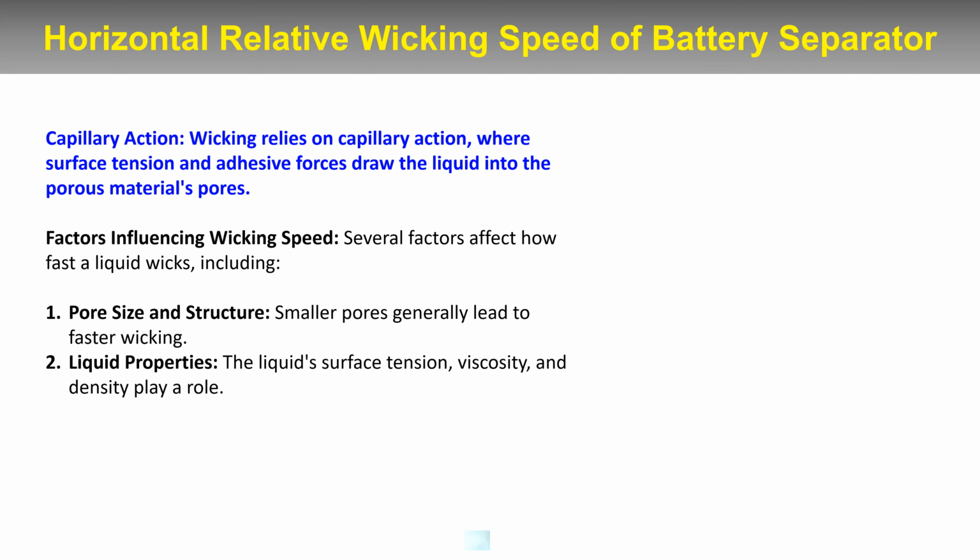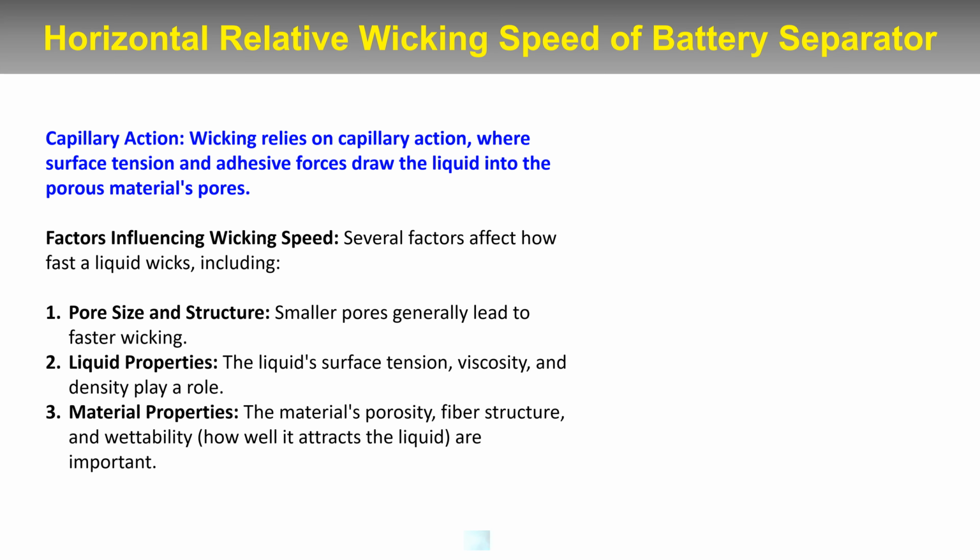Second is liquid properties. In case of lithium-ion batteries, the liquids are normally electrolytes. So their surface tension, viscosity, and density play a key role. If they are thicker, the wicking speed is lower. Similarly, the other properties like surface tension and viscosity also affect it.